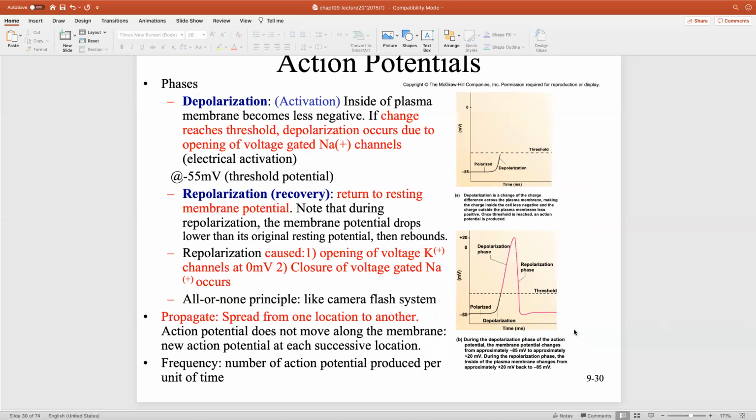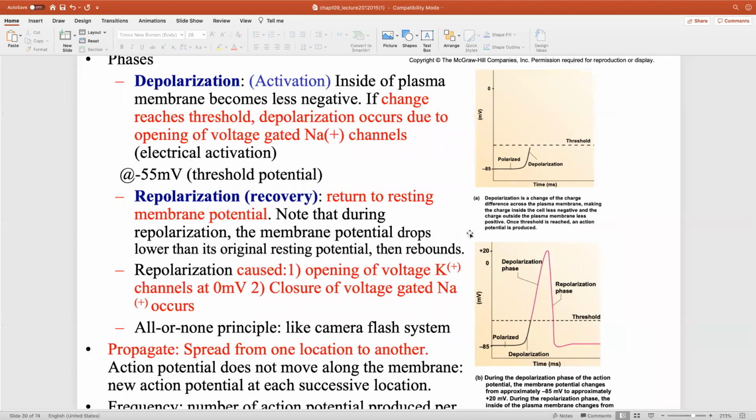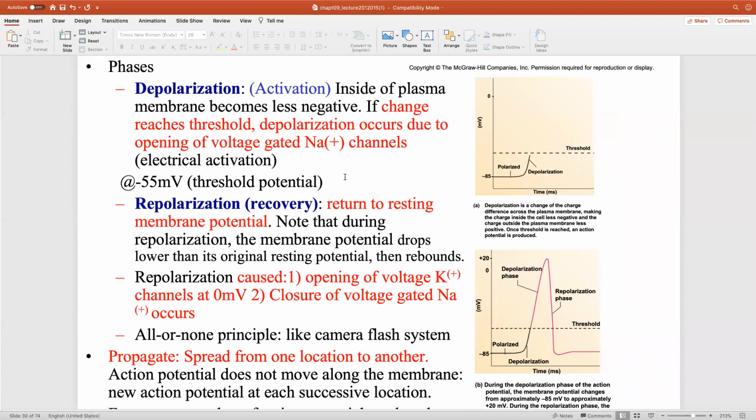So let's talk about this, depolarization. And you might see this graph on your next test, something like this graph, right? So what do we see on this graph, and what do we mean by depolarization?